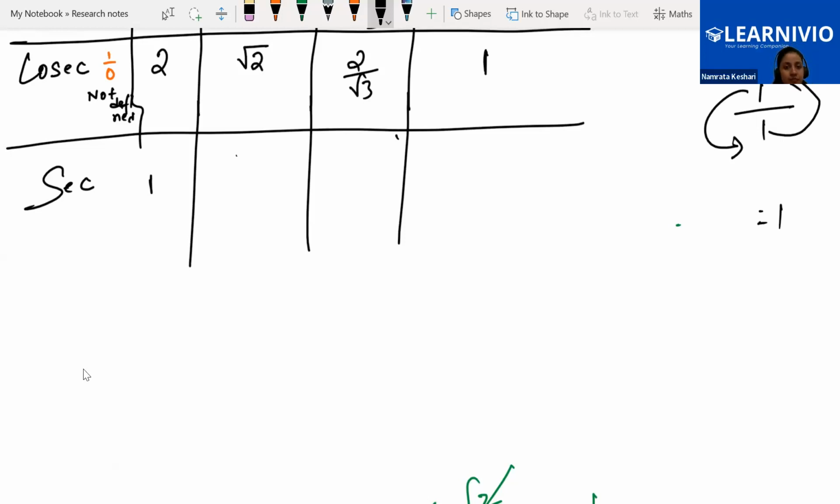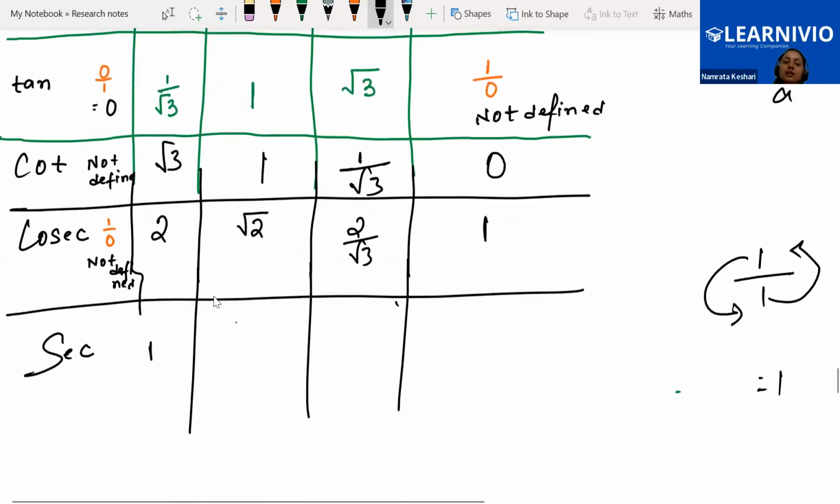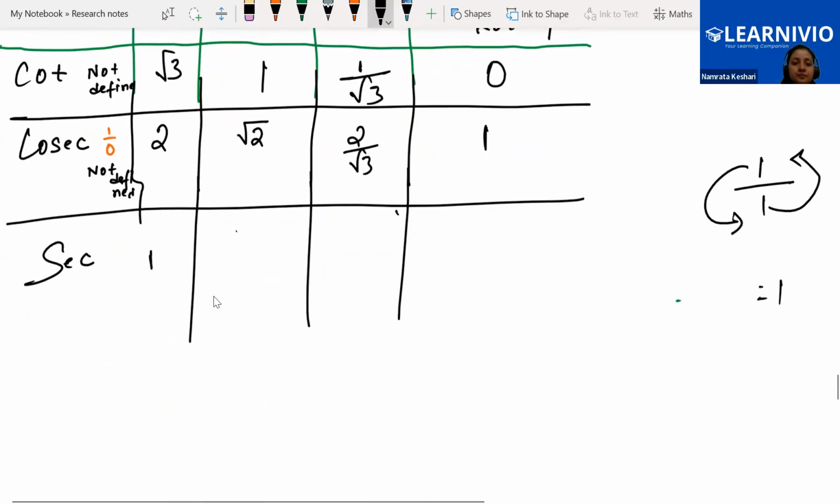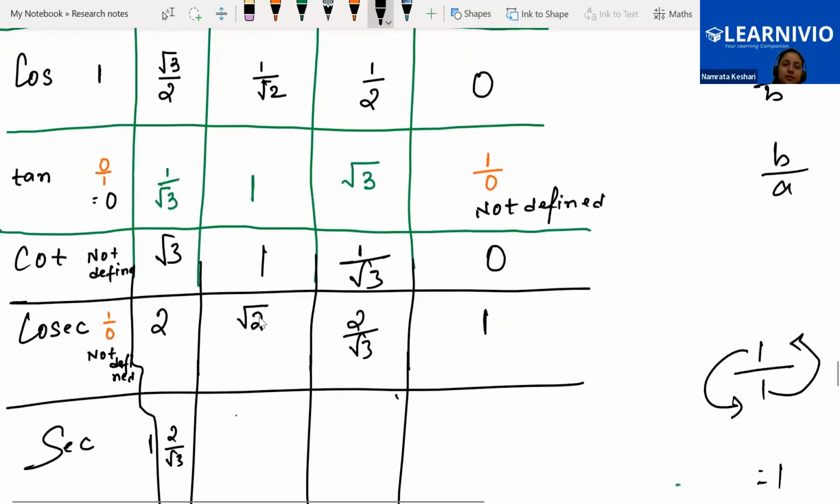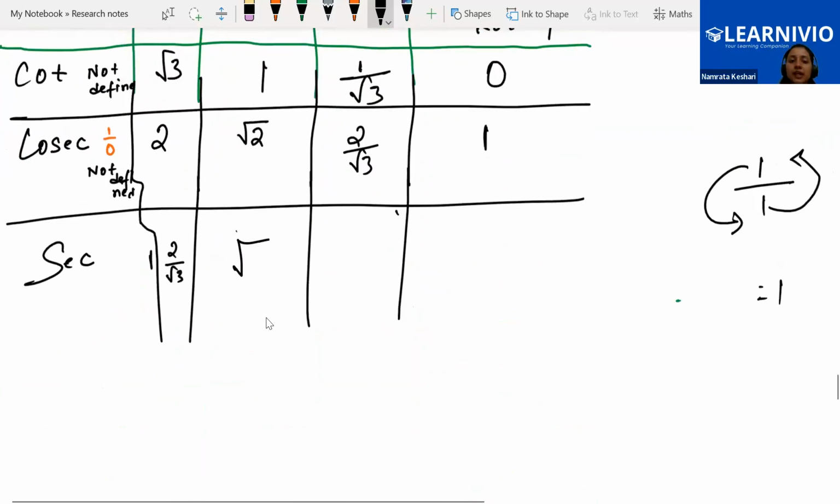Okay, let's do the next one. Cos 30 degrees is root 3 by 2. Sec 30 degrees will be? 2 by root 3. Perfect. Cos 45 degrees is 1 by root 2. See the cursor. Sec 45 degrees will be? Root 2 by 1. That is only root 2 we can write? Yes, we can.